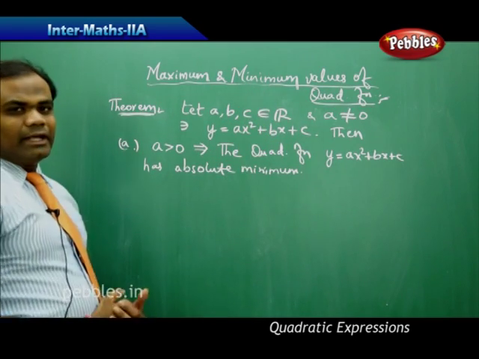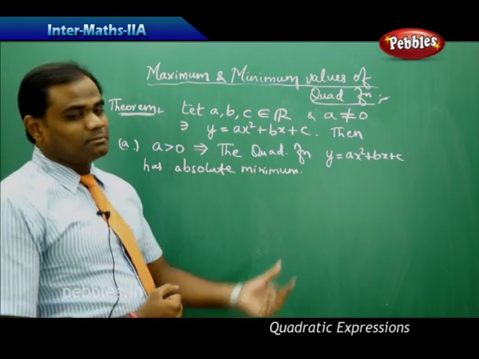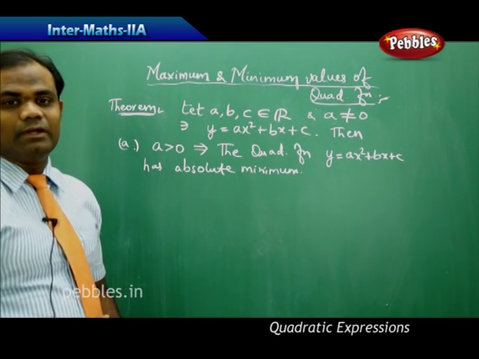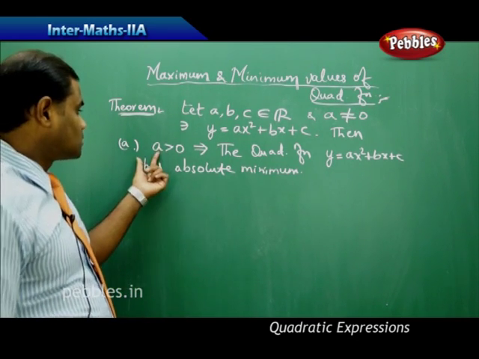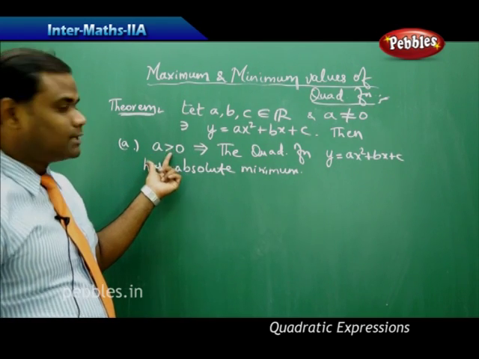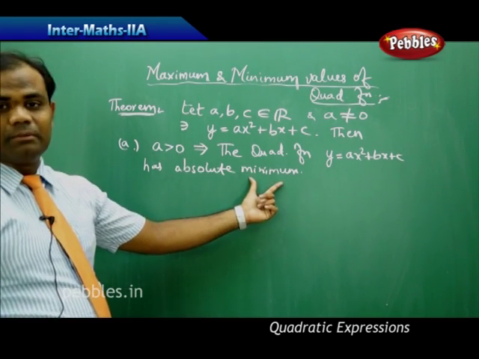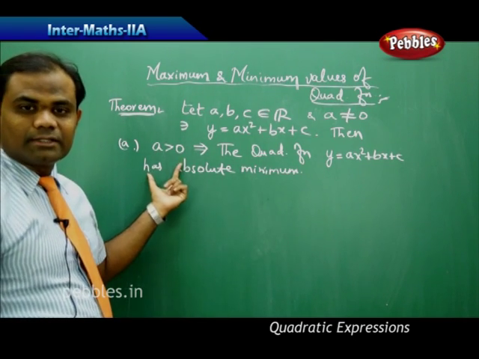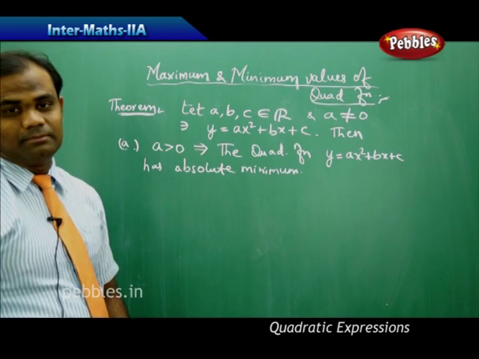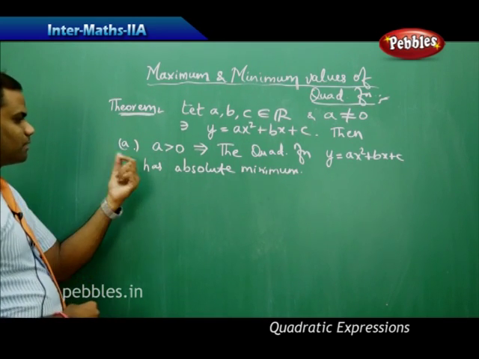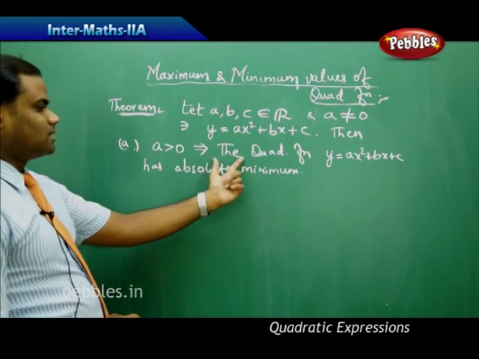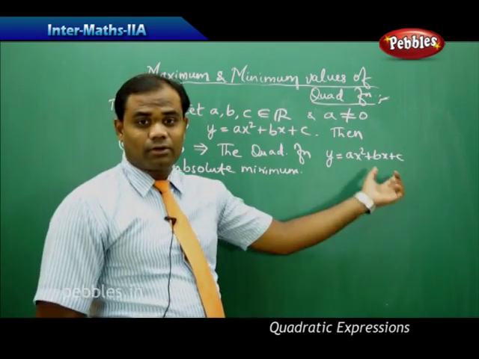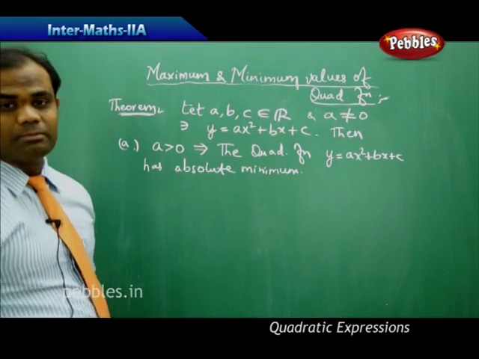So here we relate a greater than 0 with a minimum value, and a less than 0, of course, with a maximum value. This is how we connect the coefficient of x squared, that is a, with its sign: a positive, function minimum; a negative, function maximum. So for the first statement, which says that a greater than 0 implies the general quadratic function y equal to ax squared plus bx plus c has an absolute minimum.